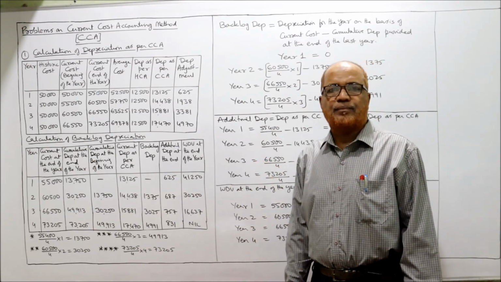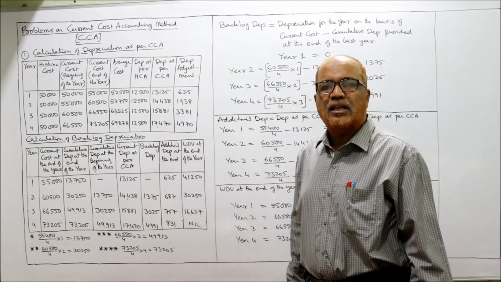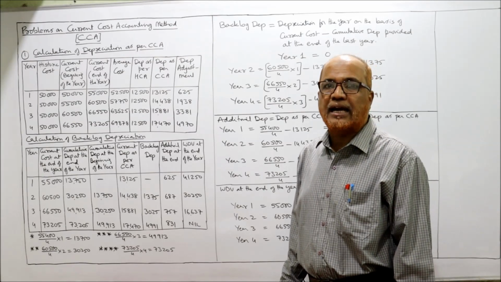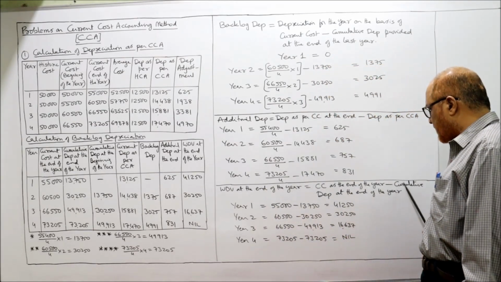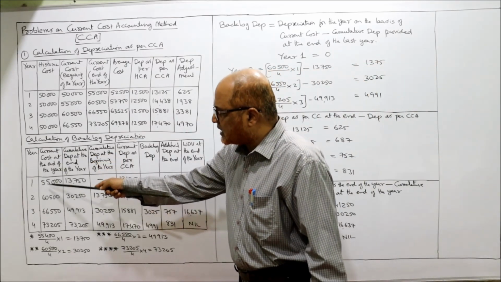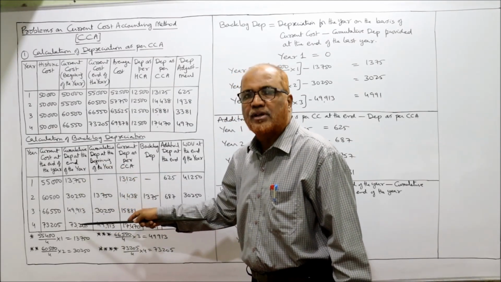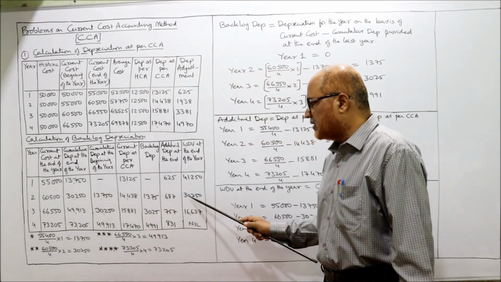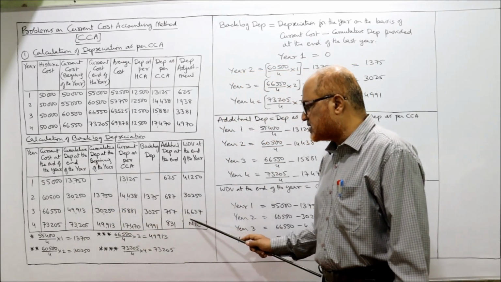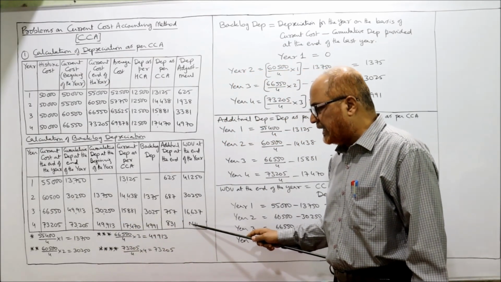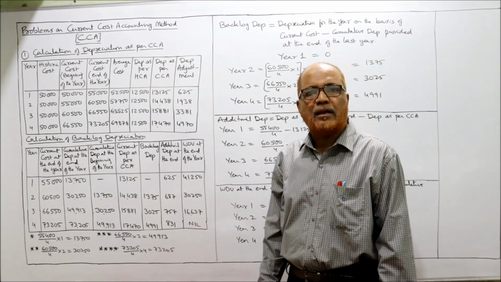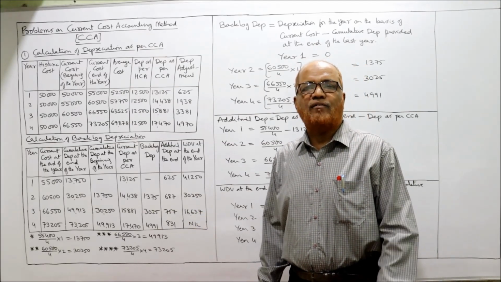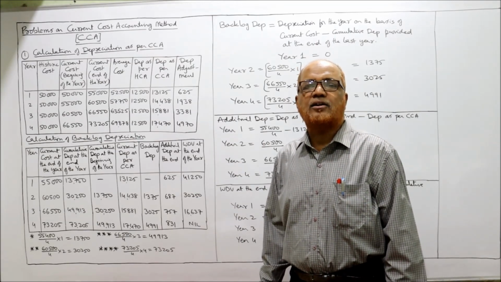Last one, WDV at the end of the year. This easily we can find out. WDV at the end of the year means the current cost at the end of each year minus cumulative depreciation at the end of each year. Both the columns we have. Simply subtract. 55,000 minus 13,750, 41,250. 60,500 minus 30,250, 30,250. 66,550 minus 49,913, 16,637. 73,205 minus 73,205, nil. That's it. This is the complete problem number 1 regarding depreciation as per CCA and backlog depreciation. So this is the end of the very first problem on CCA, current cost accounting.